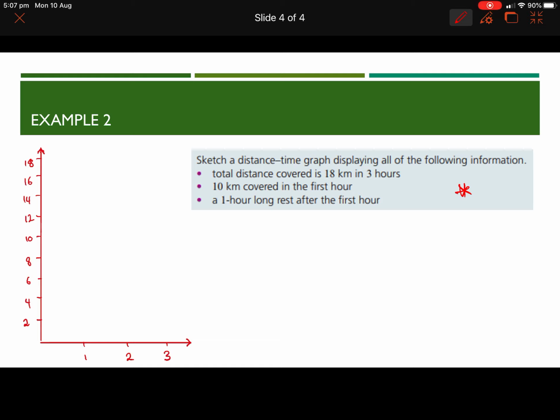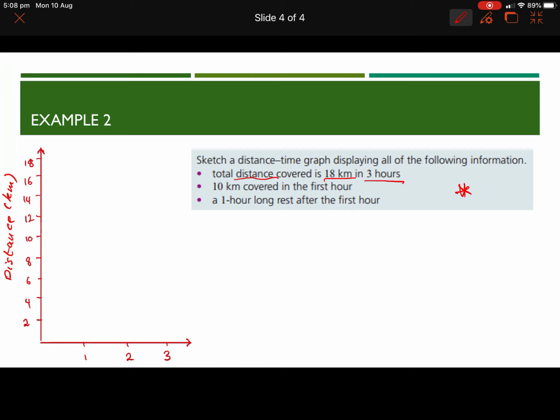The first point says the total distance covered is 18 kilometres. And I remember from my initial notes that distance is always on the vertical axis, so I need to label that the distance is along here, and it's in kilometres. It covers 18 kilometres, so that's why I've put my numbers all the way up to 18 already, going up by 2s so that I can fit it all on this page.